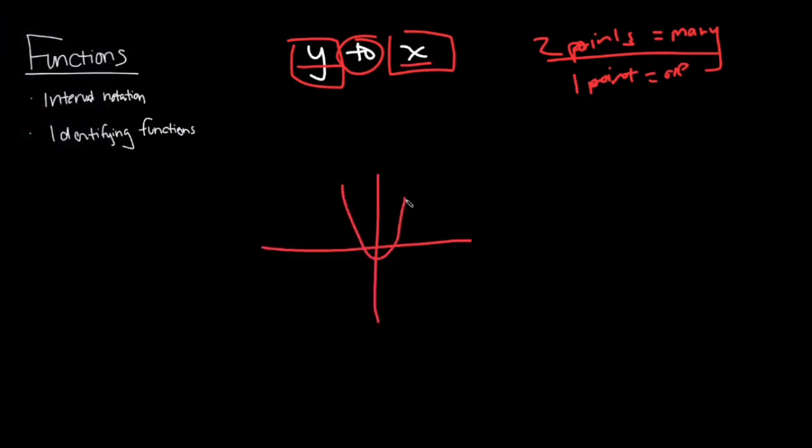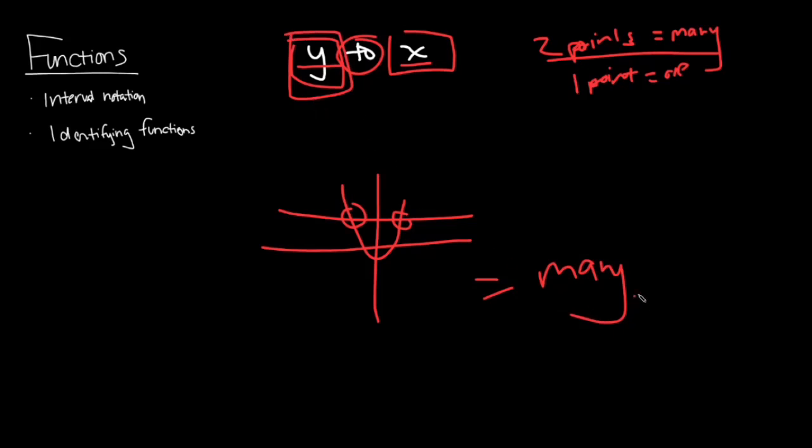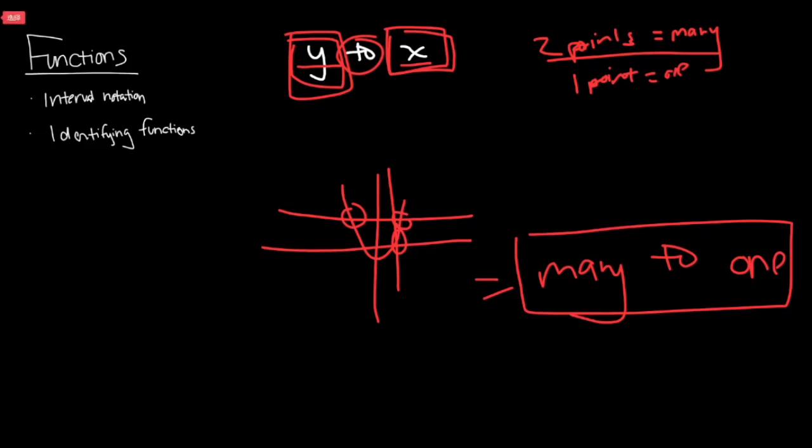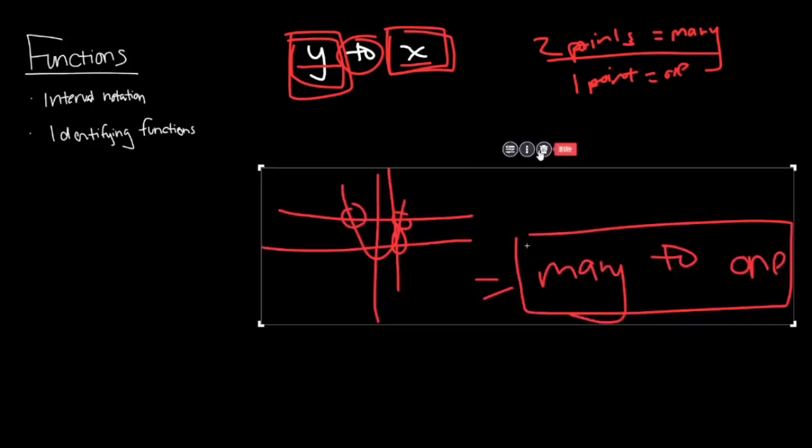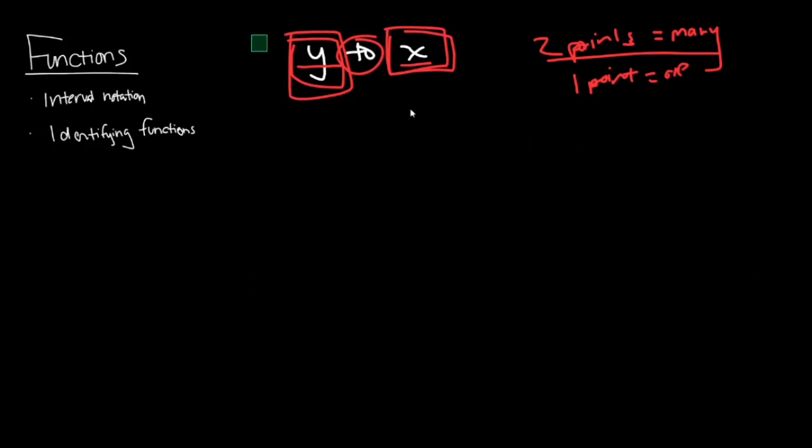So this horizontal twice equals 2 points equals many, and you know horizontal is y, so you put many first, and then you do 2. And you want to do the vertical test, which is x, and it passes through 1 point, and 1 point equals 1. So by doing this, it is a many-to-1 not-a-function relation. It is called a many-to-1 relation.